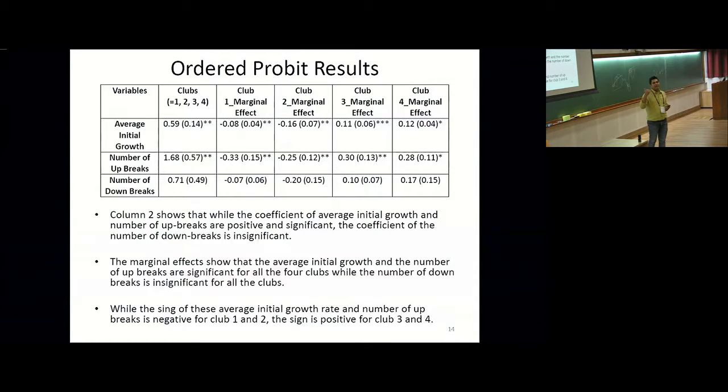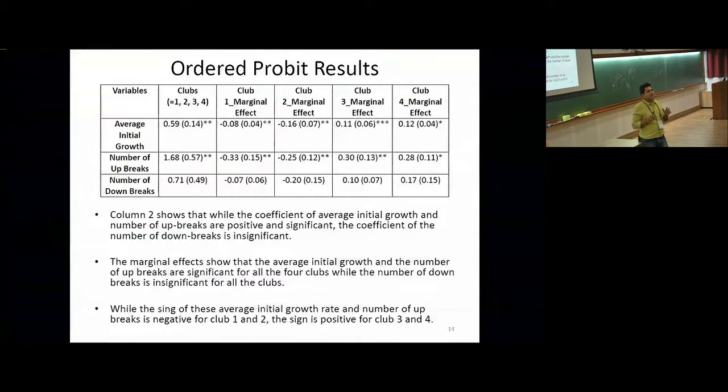Say, for any club, if average growth rate or average initial growth rate is increasing and is impacting one state to move from one club to another club, or from a lower per capita income club to a higher per capita income club, then we can say that this initial average per capita income is having some impact on that, right? So now, what is the meaning of this average per capita income?